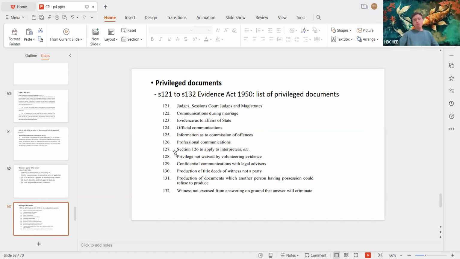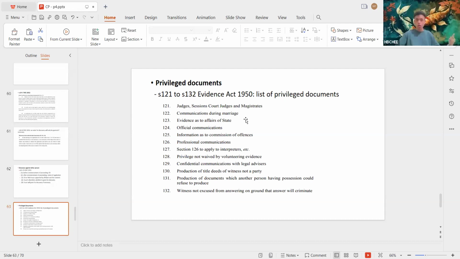Okay, we are coming to the exceptions. When it comes to privileged documents, you have to be very, very familiarized with your Evidence Act already. I've highlighted it from section 121 to section 132. Usually, they will always come out with section 126.